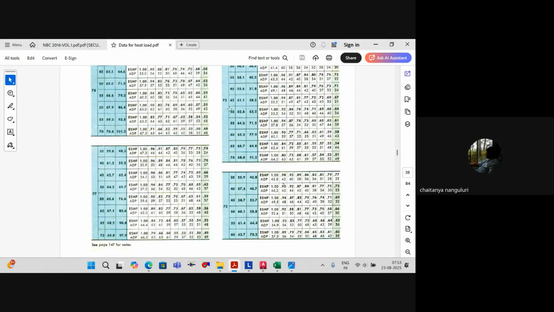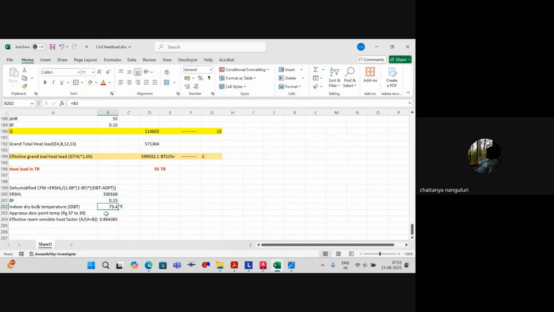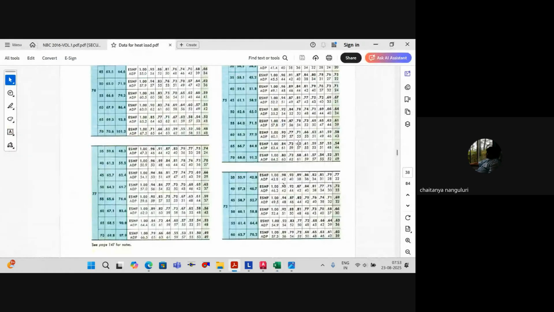For 75, 50, because our indoor condition is 50, right? For 50, do I have this value of HTD factor, 0.86? 84 is there, 92 is there. So I don't even have 0.86. So I have to calculate interpolation over here.